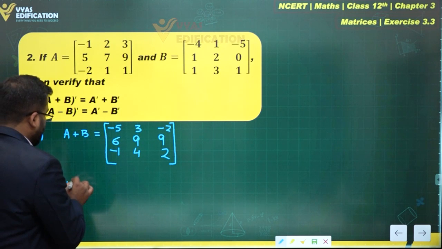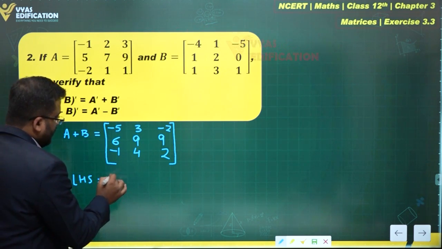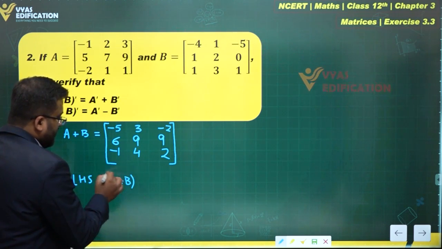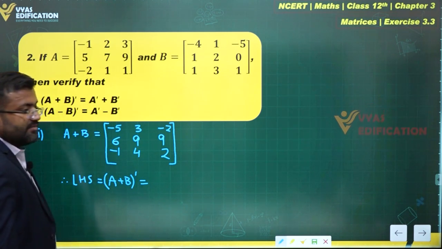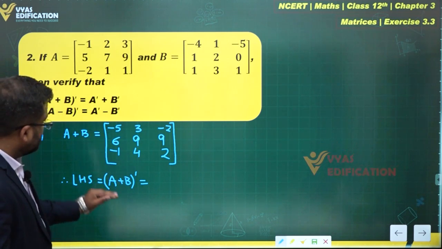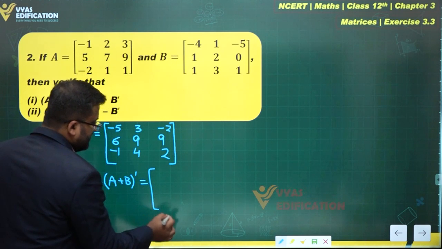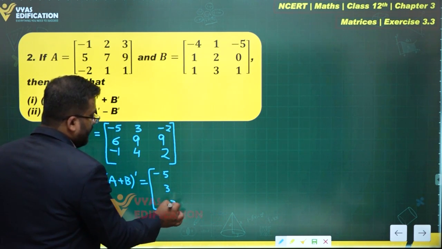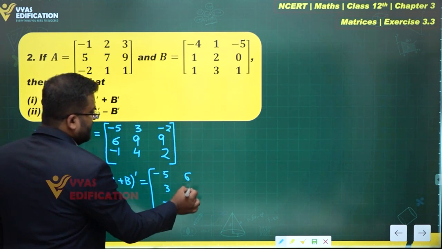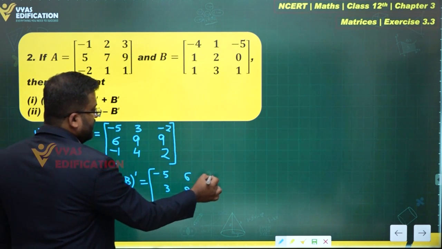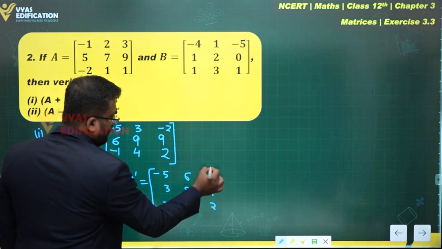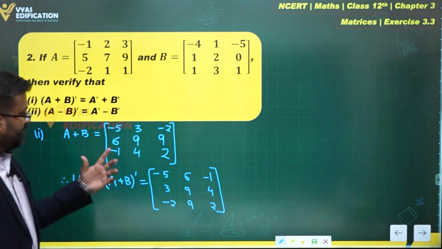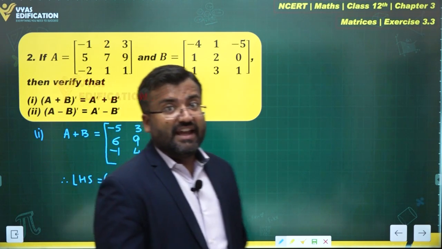Therefore, LHS, which is equal to A plus B transpose, becomes equal to what? This is a transpose of this matrix, and this is obtained by interchanging the rows and columns. This is minus 5, 3, minus 2, 6, 9, 9, and minus 1, 4, 2. This is A plus B transpose, which is there in the LHS.